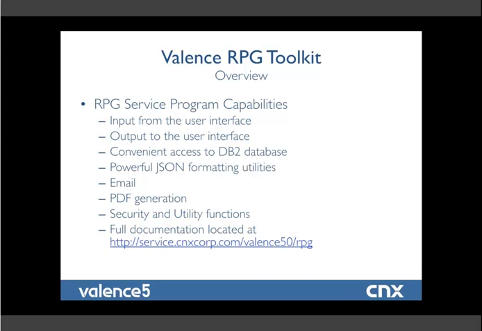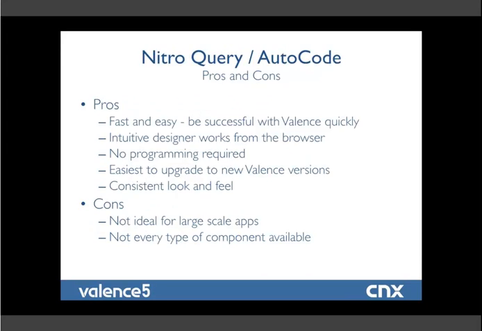So, to recap the 3 approaches and their respective pros and cons, in the case of method 1, using Nitro Query or Nitro AutoCode, the pros include that it's fast and relatively easy. You can create and deploy an app within minutes of logging in, and it has a very intuitive design wizard that works right from within the browser. Of course, the big deal is that there's no coding required at all to get the job done, as you'll see in a moment. And it's very easy to upgrade the resulting apps as new framework features are released, and the apps automatically have a consistent look and feel for the users.